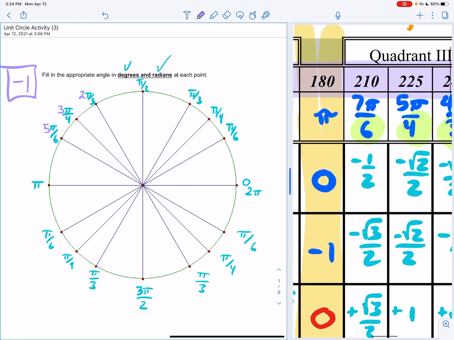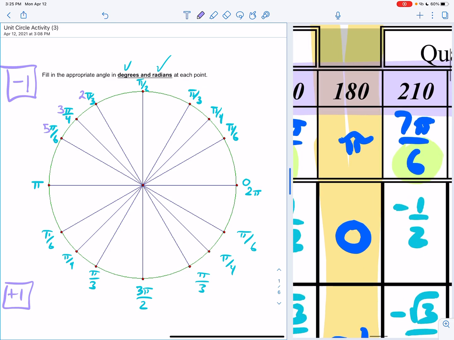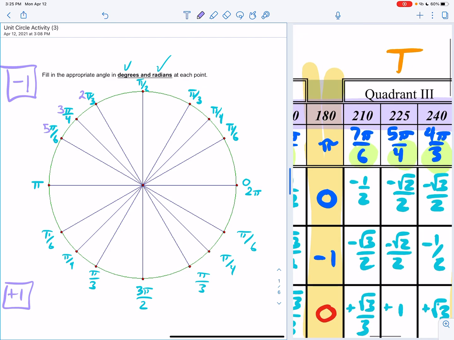Now, when you get to the third quadrant, think about what that pattern is there. You notice that it's not 1 less, it's actually 1 more than the denominator. So I'll put a little +1 here. Basically, whatever the denominator is, you add 1 to get your numerator. So 6 plus 1 is 7 pi over 6, 5 pi over 4, 4 pi over 3.